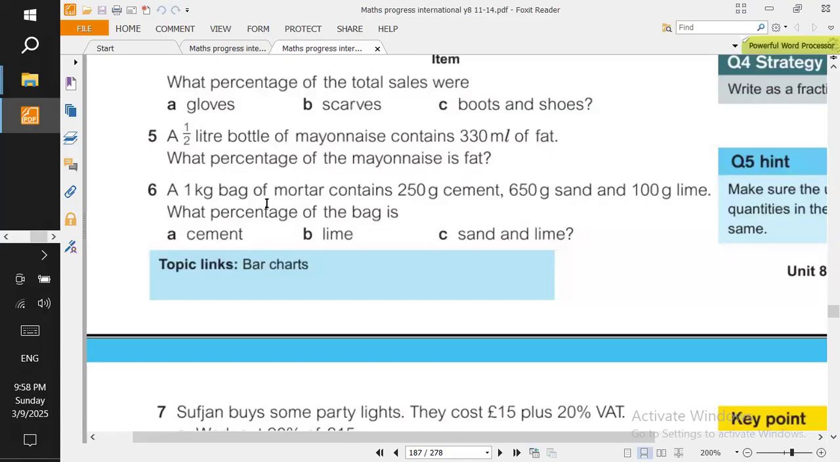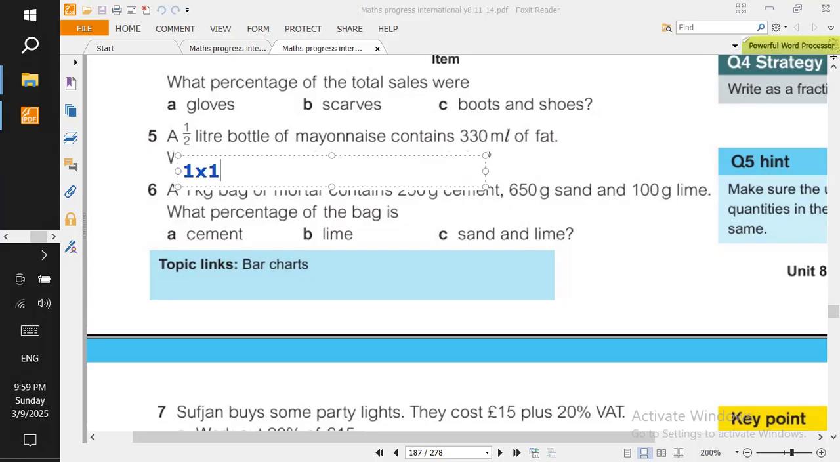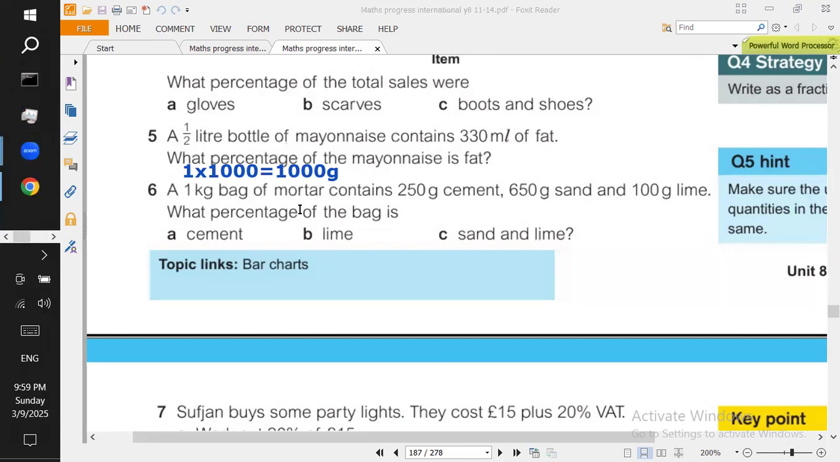Now we have to make them have the same units. This one is kilogram, this one is in gram. So first let's turn this into grams. To turn it into gram, we just multiply it by 1,000. So it's going to be 1,000 grams. Okay, that's the first step. Now, to find the percentage, I just find the proportion and then multiply by 100.